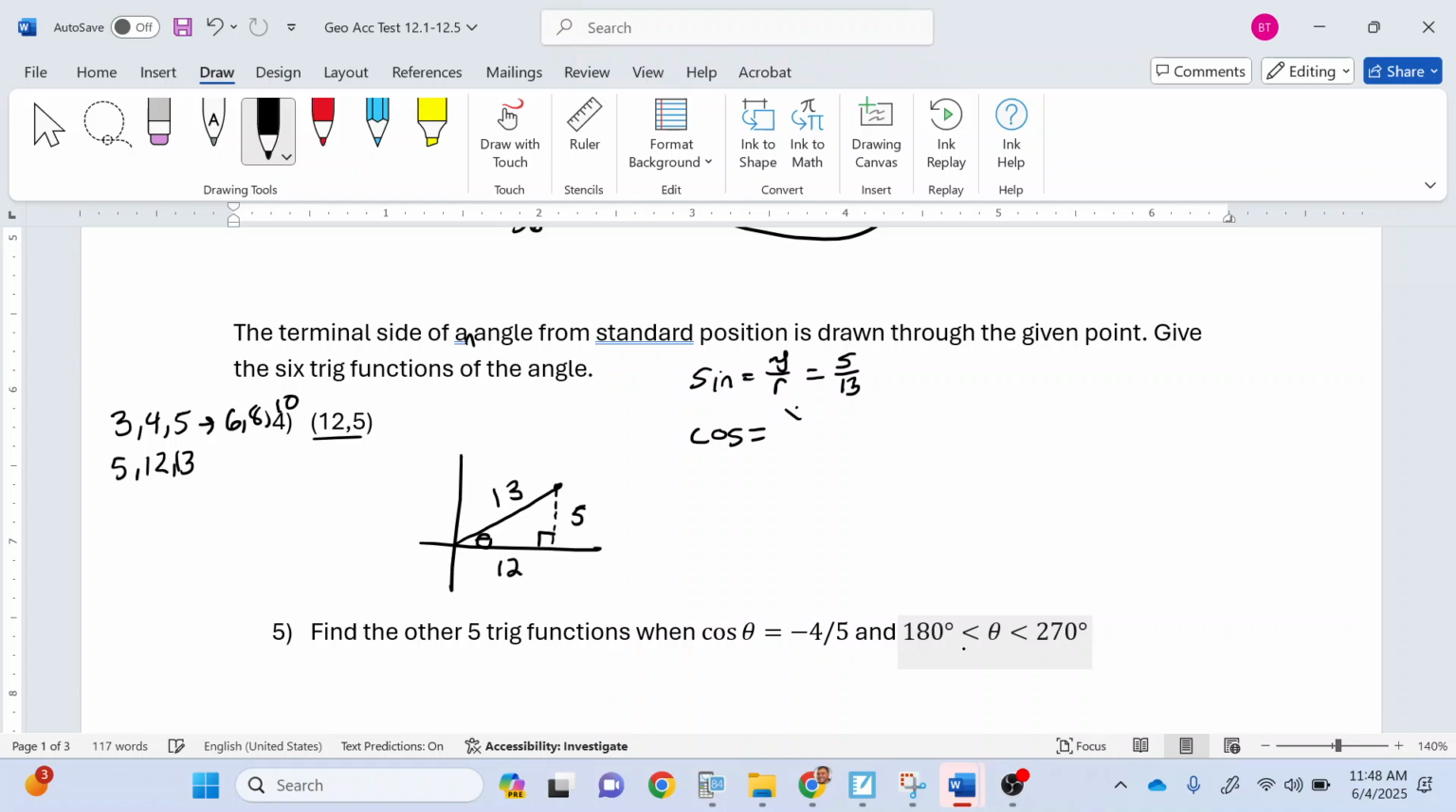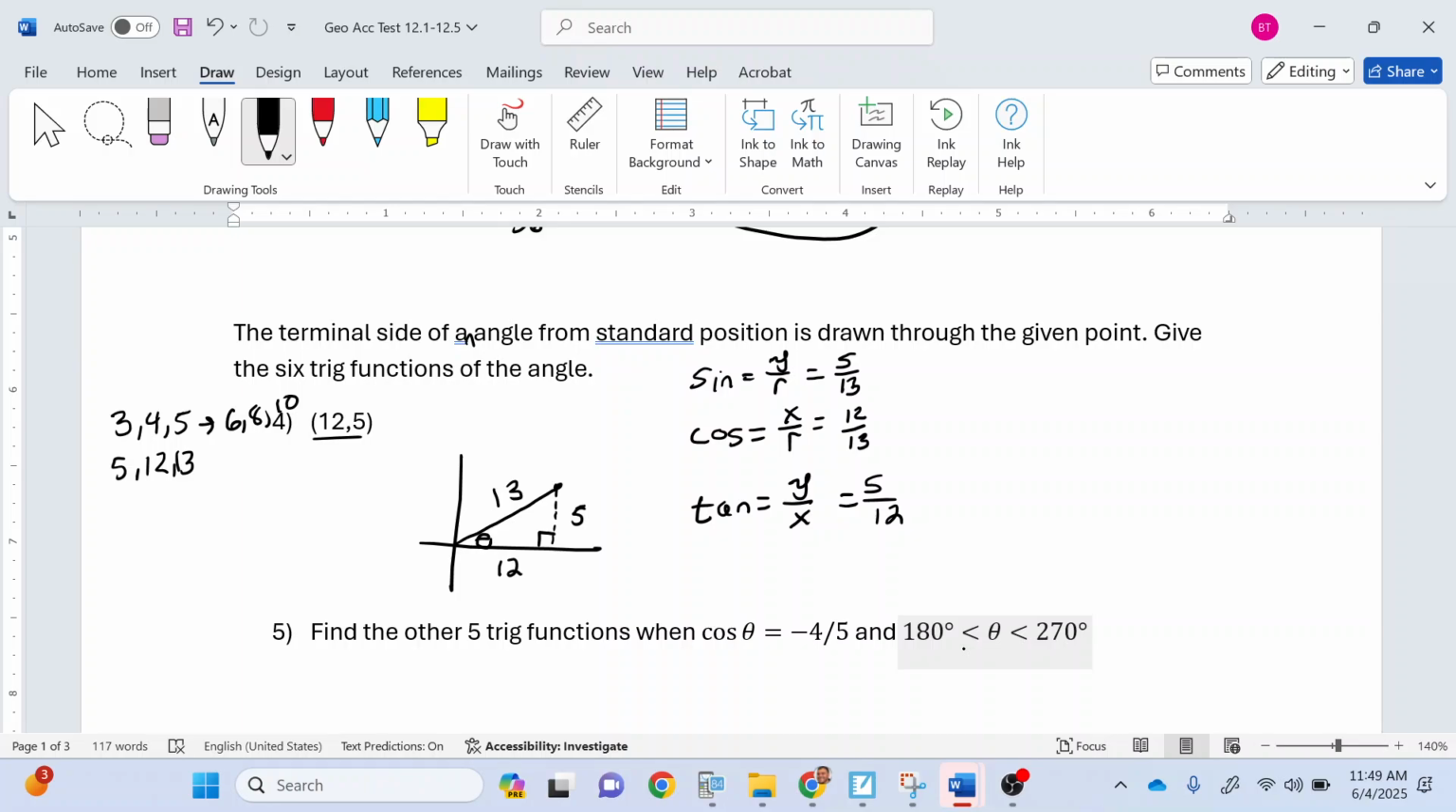Cosine is going to be x over r, which is going to be 12 over 13. And tan is going to be y over x. I always think of it as slope, y over x, or rise over run. So that's going to be 5 over 12.